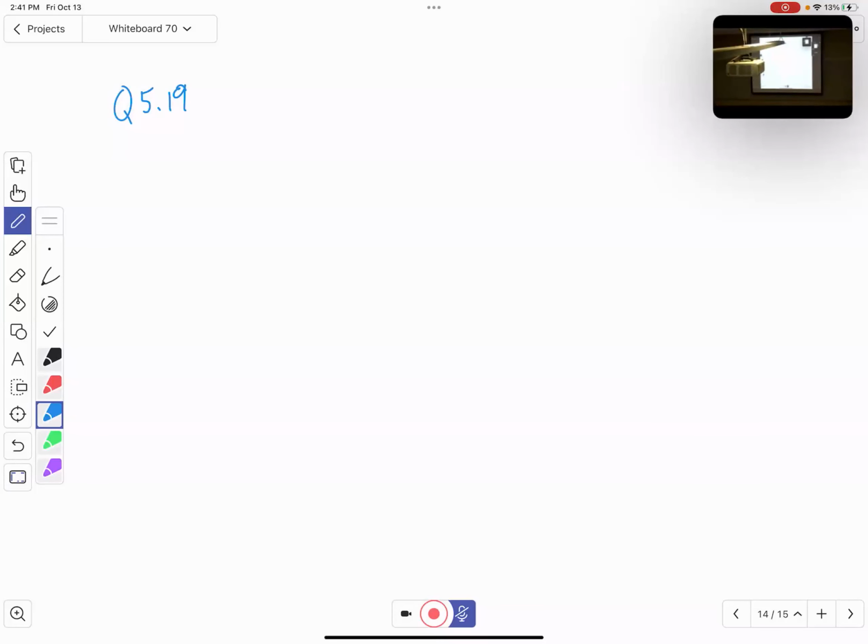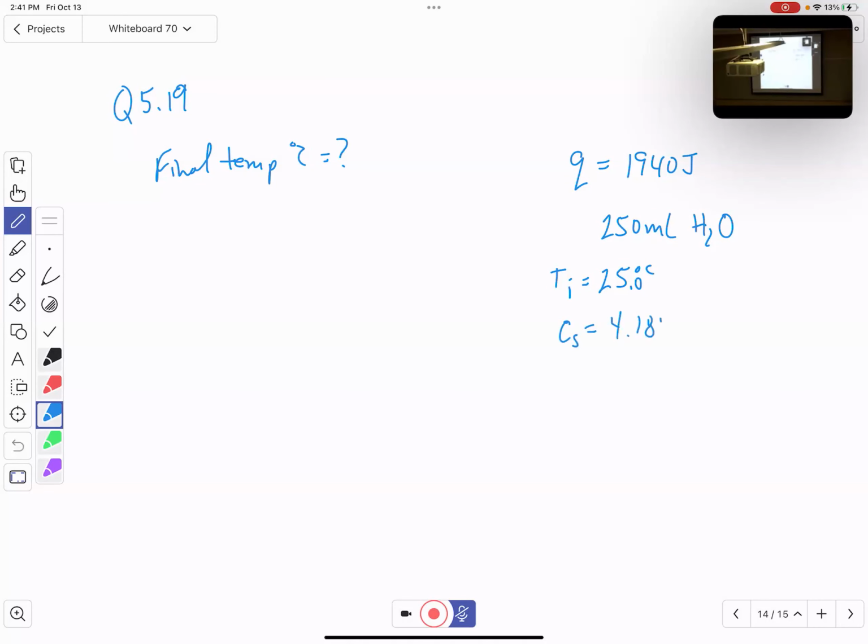All right, so question 19 from the reading, they ask, the final temp in degrees Celsius when 1940 joules of energy are put into 250 milliliters of water, and the water starts off at 25 degrees Celsius. Right, our initial temperature is 25 degrees Celsius for that water. And they tell us that the specific heat of water is 4.184 joules per gram degree Celsius.